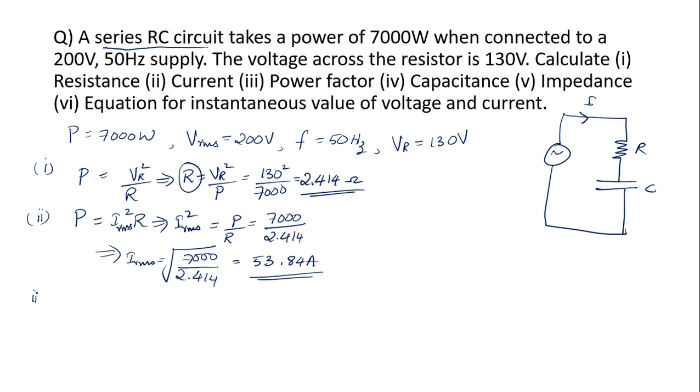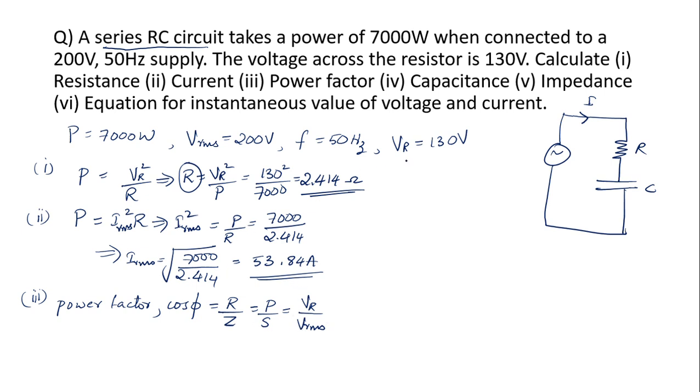Now in the next part you need to find out the power factor. The power factor is given by cos phi. You know three equations for cos phi. From the impedance triangle, cos phi is R by Z. From the power triangle, cos phi is P by S, and from the voltage triangle the equation is VR divided by VRMS. So these are the equations for cos phi, and you just look at the data that you have.